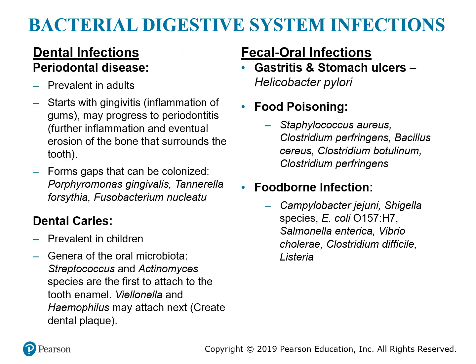Bacterial infections would include dental infections like periodontal disease. And so this will be more prevalent in adults, and it starts as gingivitis, and then it progresses from there. Dental caries are your cavities, so to speak. These are more prevalent in children. Of course, adults can have them as well. Then you have your fecal-oral infections with your gastritis or stomach ulcers being caused by H. pylori, various food poisoning, and other foodborne infections that we're going to discuss.